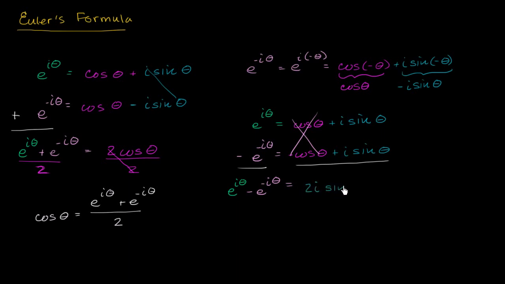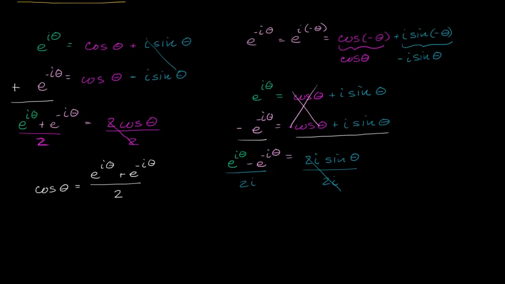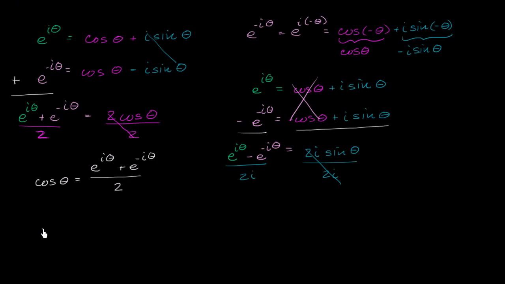2i times sine theta. If we want to solve for sine theta, we divide both sides by 2i, and we are going to be left with sine theta is equal to this business right over here. So let's do this. So sine theta, this is our other discovery. Sine theta can be written as e to the i theta minus e to the negative i theta, all of that over 2i. So there's something interesting about these structures.